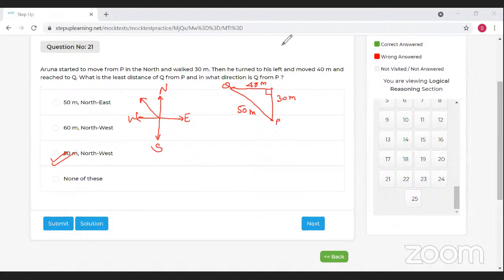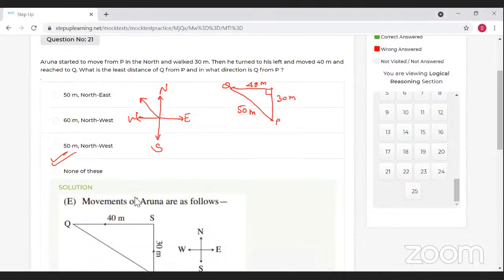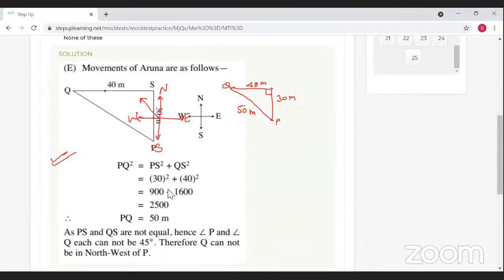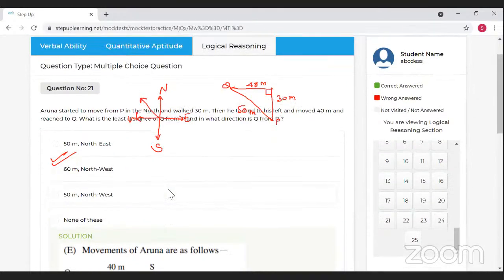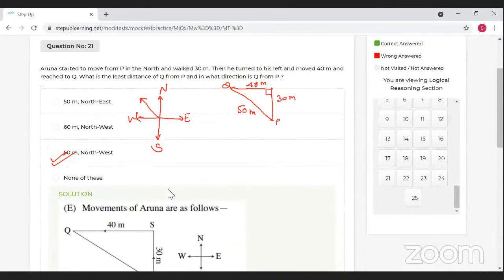Fine. I hope it is clear. Answer given D. No, the answer is 50 meters northwest. That's correct. Fine. Let's move to the next one.